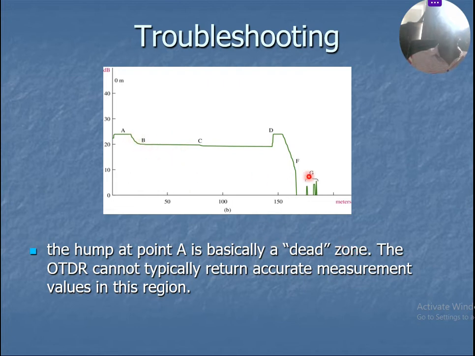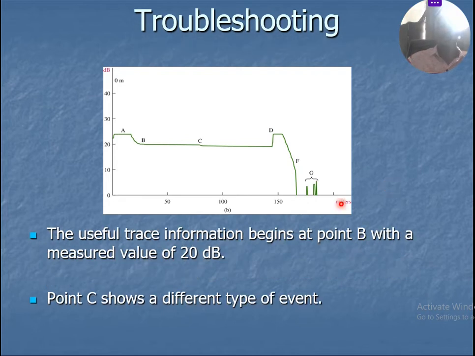A is a dead zone, and the OTDR cannot typically return accurate measurement values in this region. So in every region you measure at A, the part where the cable is too close to the OTDR, the measurements are not usually correct or accurate. That's why we don't start counting from this region. So we start looking at the value from B, the end of B.